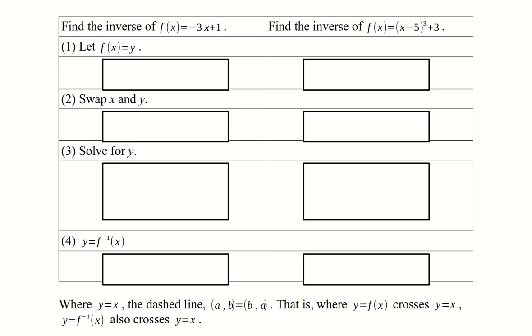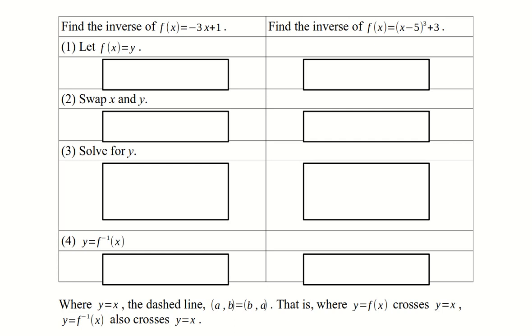Okay, now we're going to look at the same question algebraically. We're going to find the inverse of this function. In the first example, it's -3x plus 1. We just did this using a kind of conceptual approach, just talking about the definition of an inverse, that which undoes something, in this case a function that undoes another function. So we've got a 4-step process here to do this algebraically.